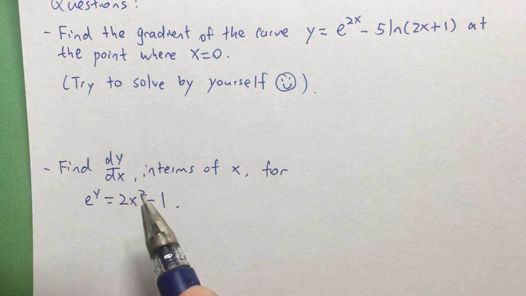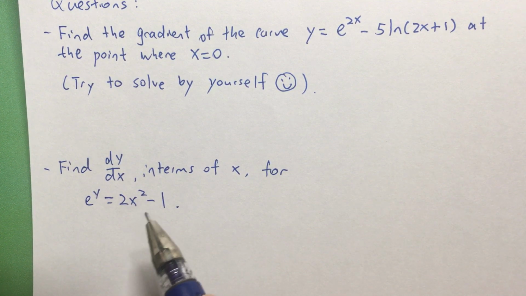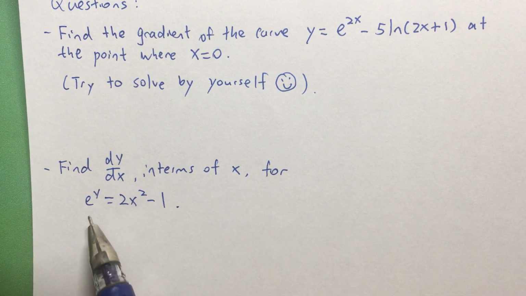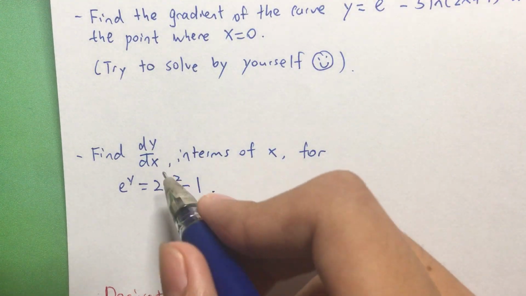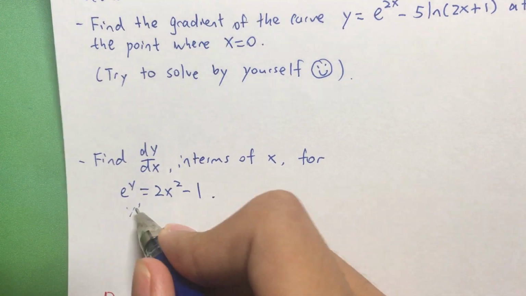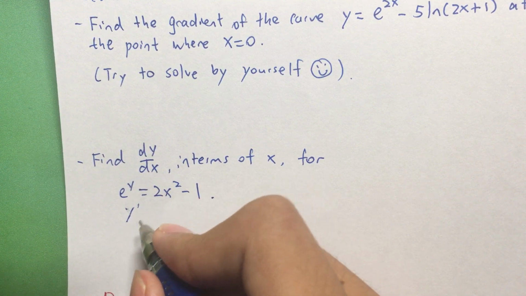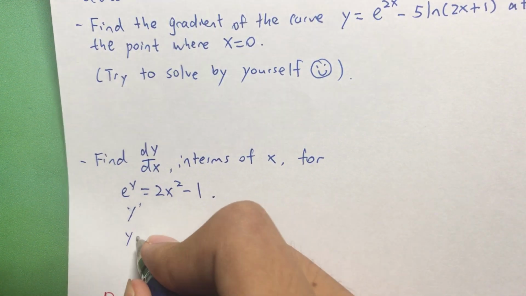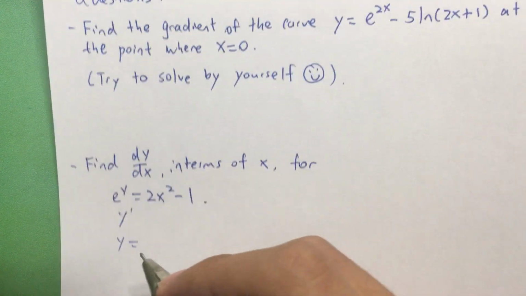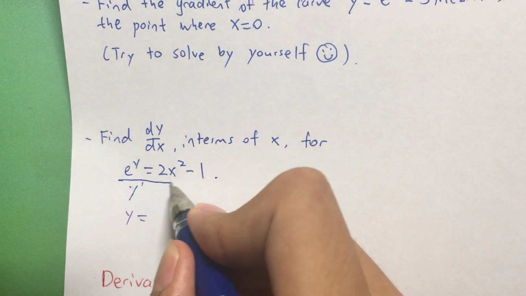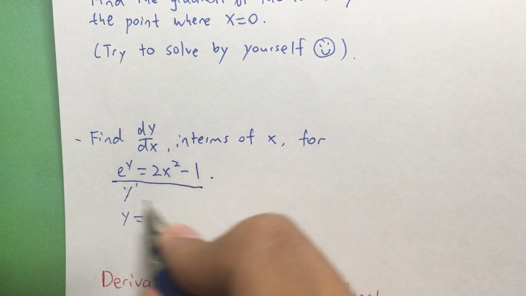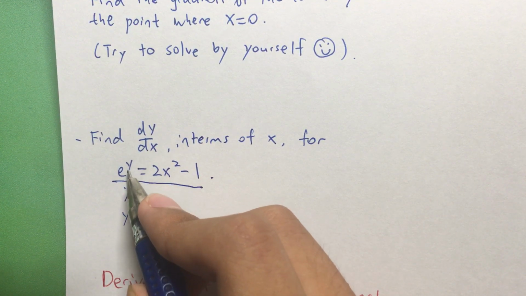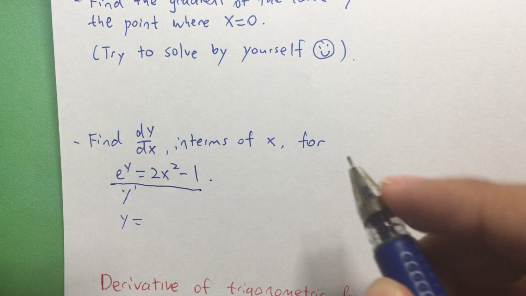Find dy over dx in terms of x for this equation: e to the power of y equals 2x squared minus 1. We know that dy over dx means y dash. However, if we don't know what y equals, we can't solve for y dash. So our aim is to change this equation into one with y as the subject. So how do we change this? Because we can't solve it by now. How do we do it?